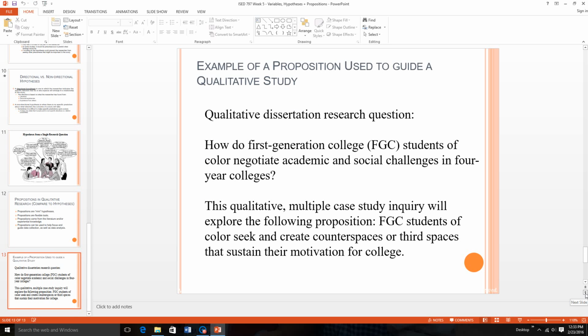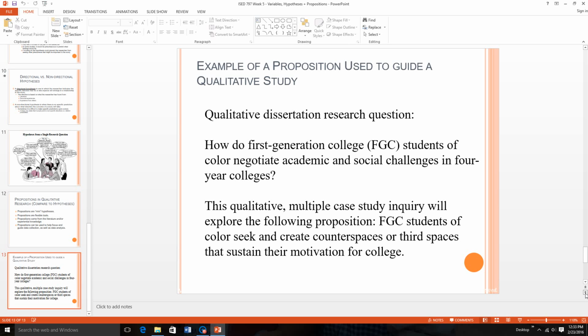So I want to use an example from an actual study that was conducted in the EdD program at SF State. The qualitative dissertation looked at how first-generation students of color negotiate academic and social challenges in four-year colleges. So in this particular case, the researcher, the student, stated the proposition that first-generation students of color seek and create counter spaces or third spaces that sustain their motivation for college.